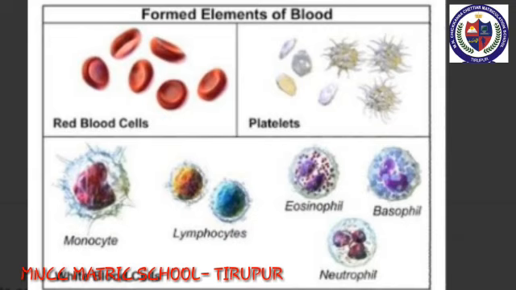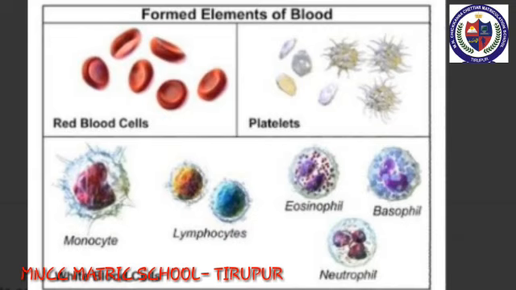Formed elements of blood. Blood corpuscles are of three types. Red blood corpuscles are erythrocytes. White blood corpuscles are leukocytes. Blood platelets are thrombocytes. First one, erythrocytes, are red blood corpuscles. RBCs are more in number. RBCs are formed in the bone marrow.